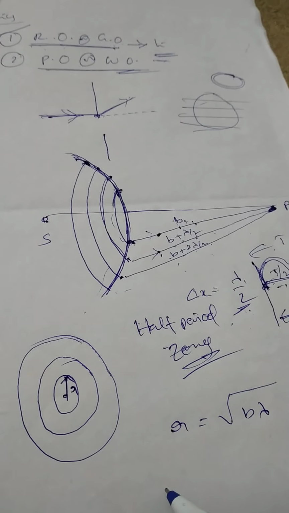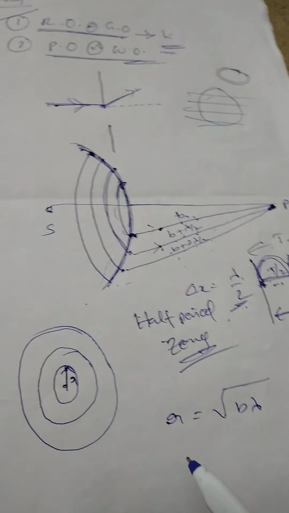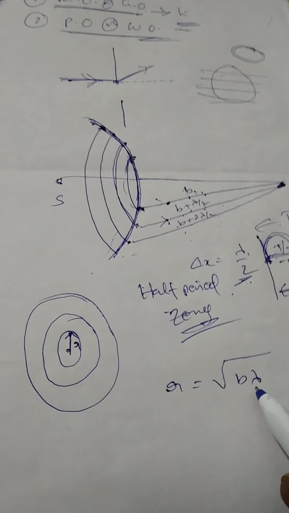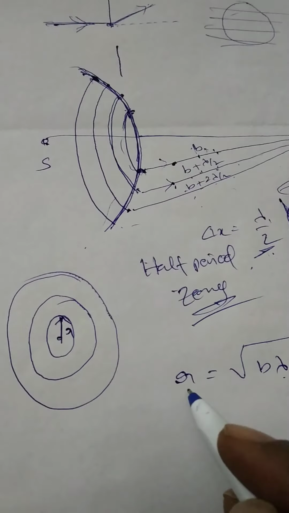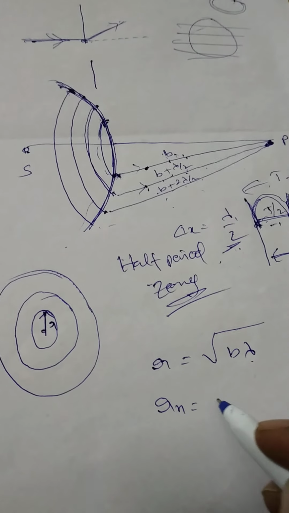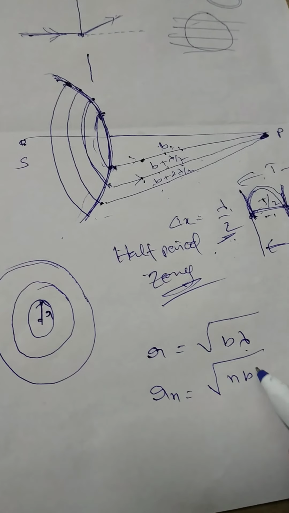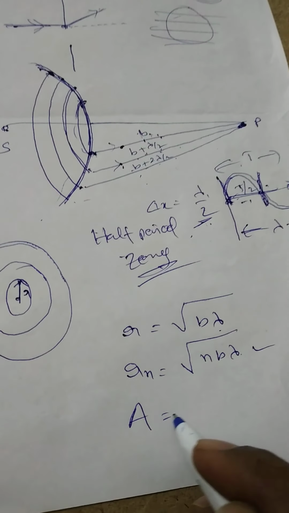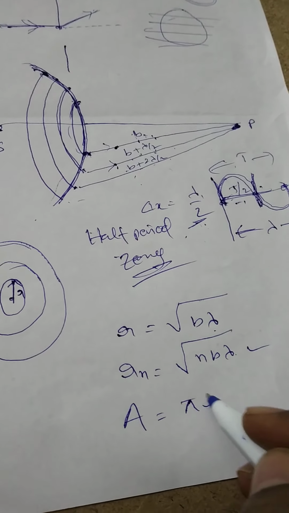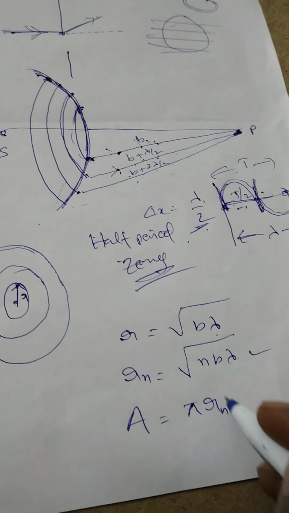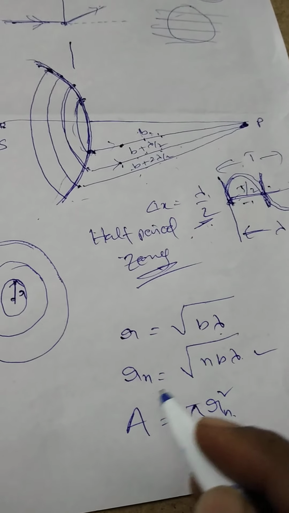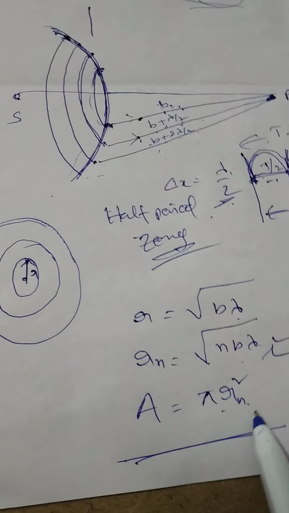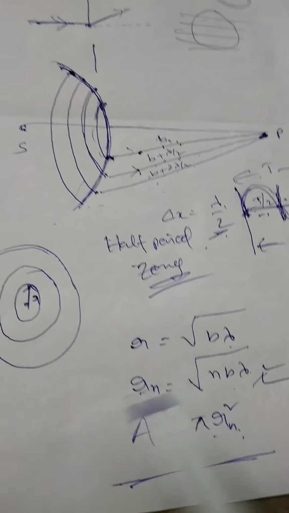Where B is the distance of the point P from the first zone, and lambda is the wavelength. The radius of the nth zone is Rn equals root of nb lambda. The area of the nth zone is pi r square, since it is in the form of a circle, pi into Rn square, and Rn is replaced by root of nb lambda. This is the formula for the area of the Fresnel zone and the radius of the Fresnel zone.